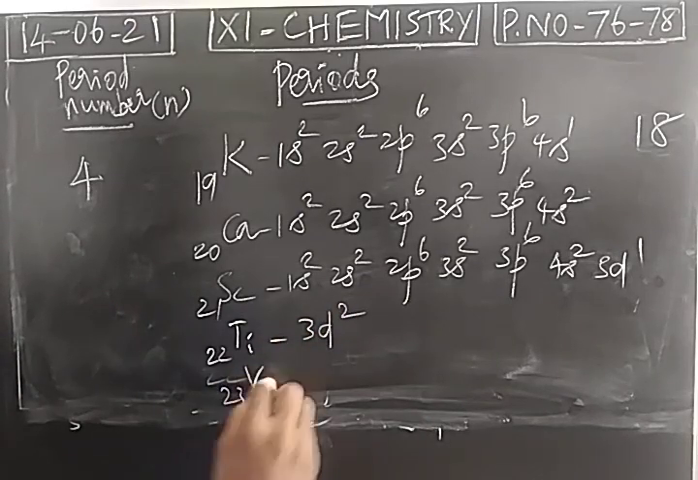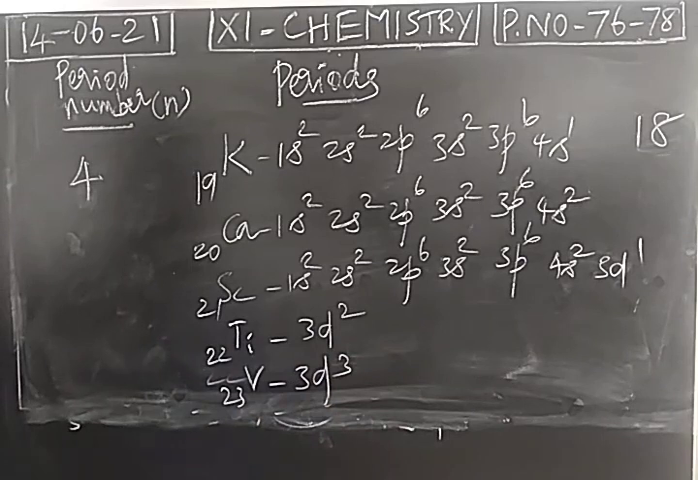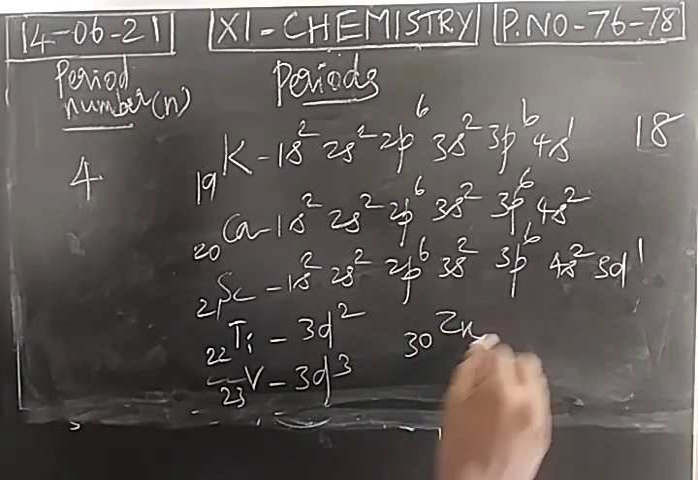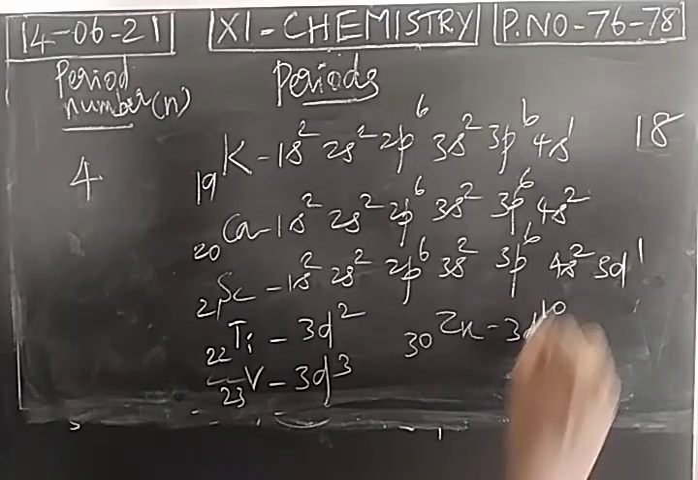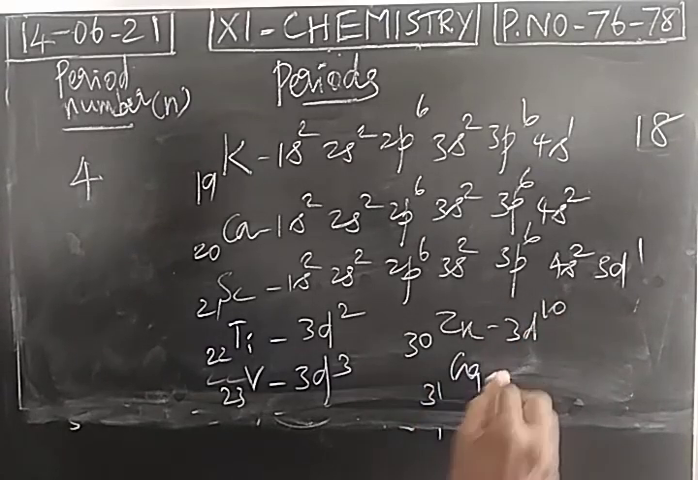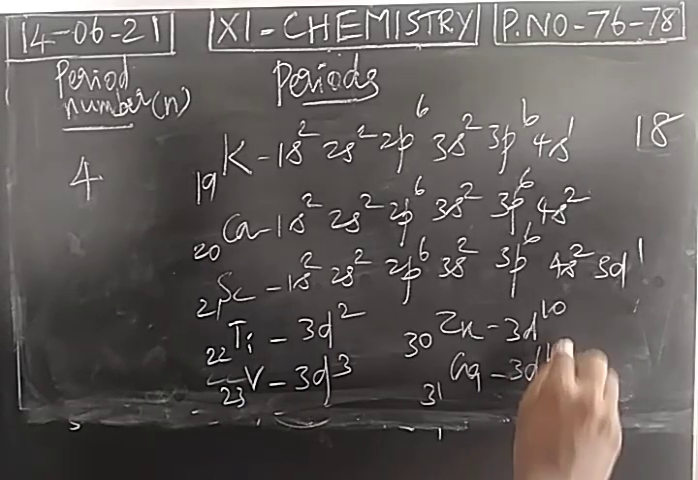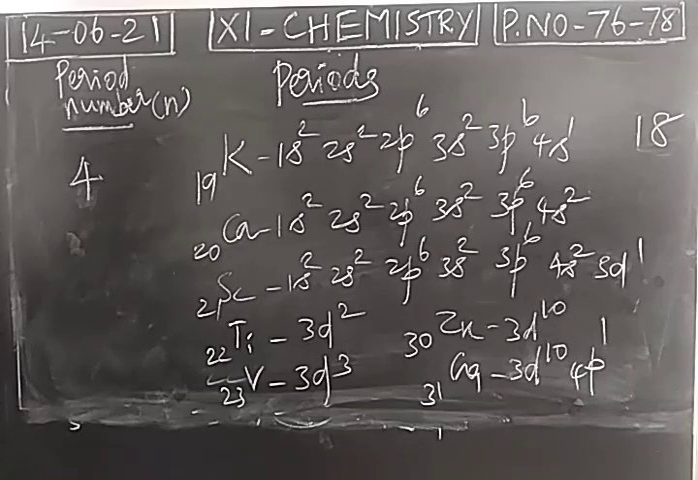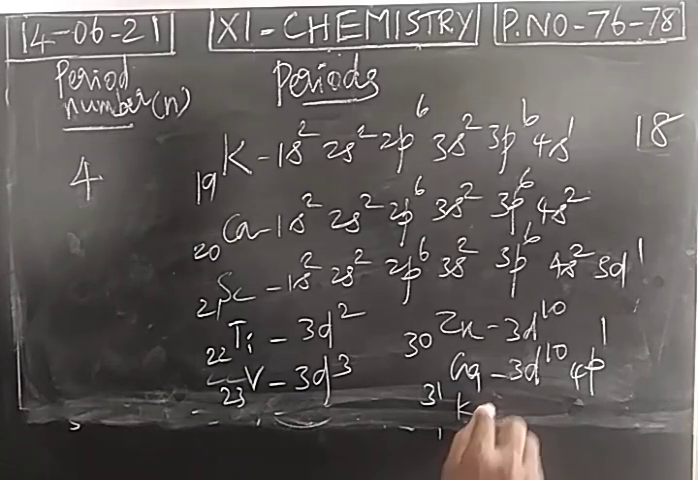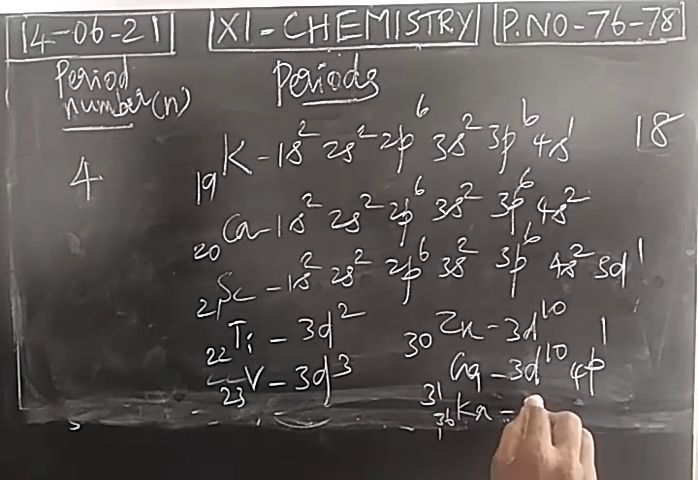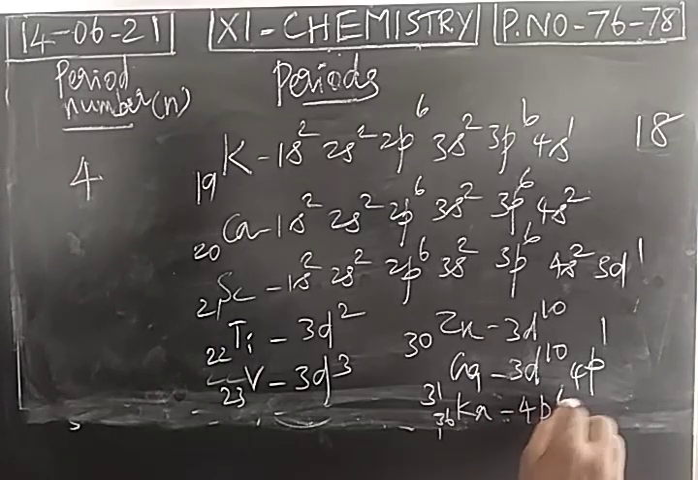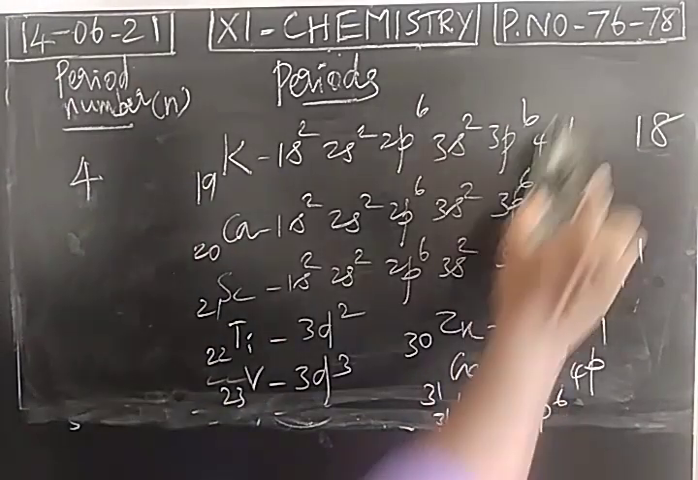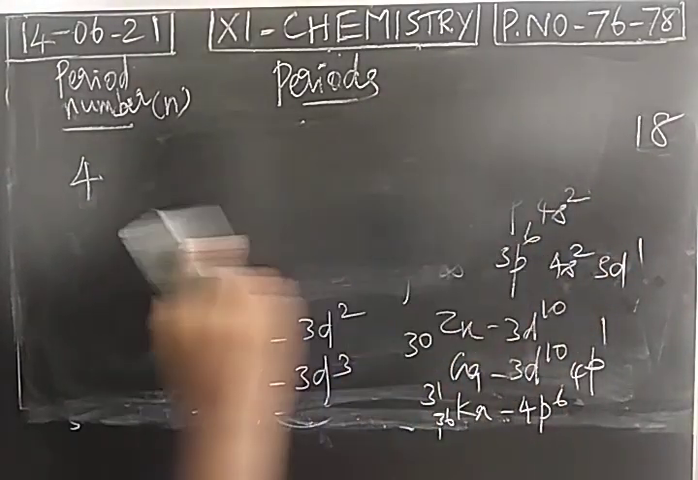Then vanadium with atomic number 23, outermost orbital will be 3d3, like that it goes. So for zinc, 3d10, then gallium, then after filling 3d orbital, electron will enter into the 4p orbital. Okay, so at last, when you take krypton, it will have 4p6 configuration, right? So fourth period can accommodate maximum 18 elements.